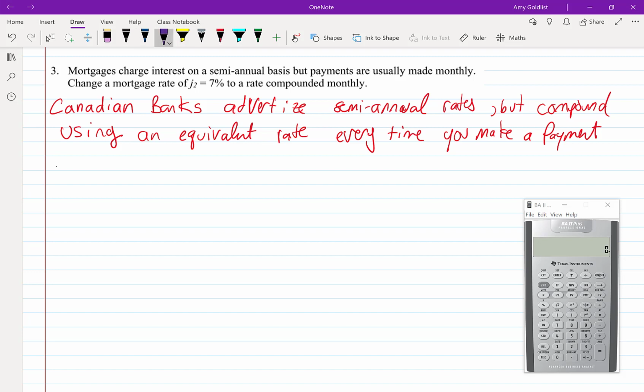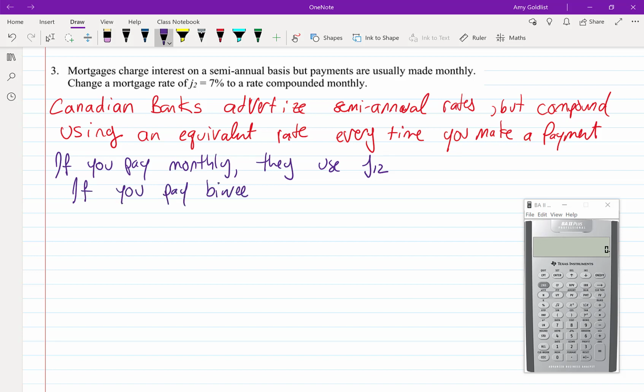So if you pay monthly, they use an equivalent monthly rate. If you pay bi-weekly, and we're going to come to this again more when we get to mortgages, but bi-weekly is the way a lot of people are paid, and that means you're paid 26 times a year. Then they're going to use the equivalent J26. Often people do this because it works out with your payment scheme if you are paid that way.